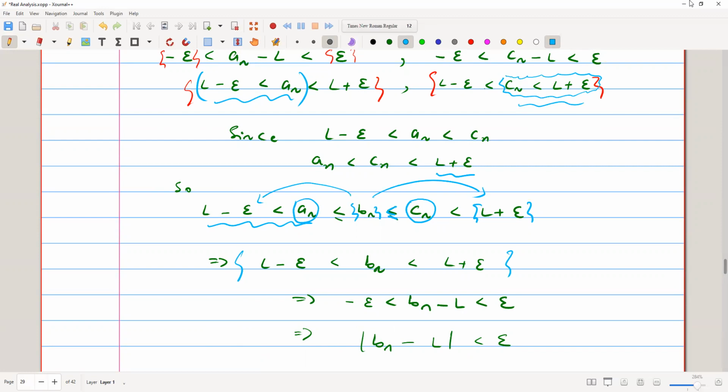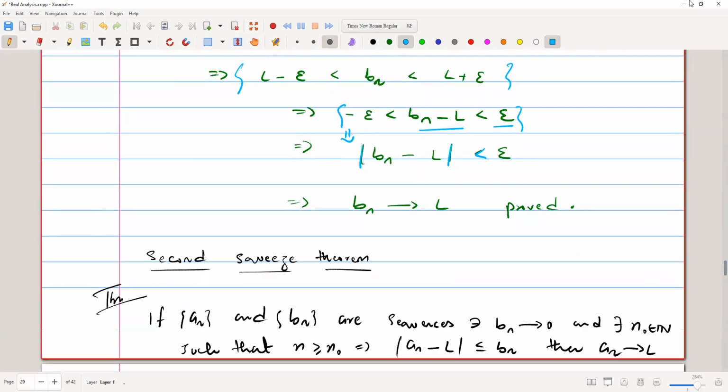Again, if we subtract L from all sides, we get minus epsilon less than Bn minus L less than epsilon, which implies that the mod of Bn minus L is less than epsilon. This thing implies this thing here, right? So by definition, this is proof that Bn converges to L.